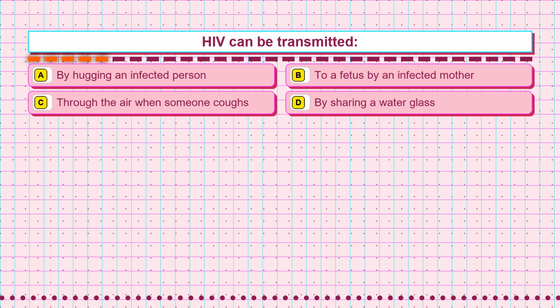Question 43. HIV can be transmitted. Option A. By hugging an infected person. Option B. To a fetus by an infected mother. Option C. Through the air when someone coughs. Option D. By sharing a water glass.